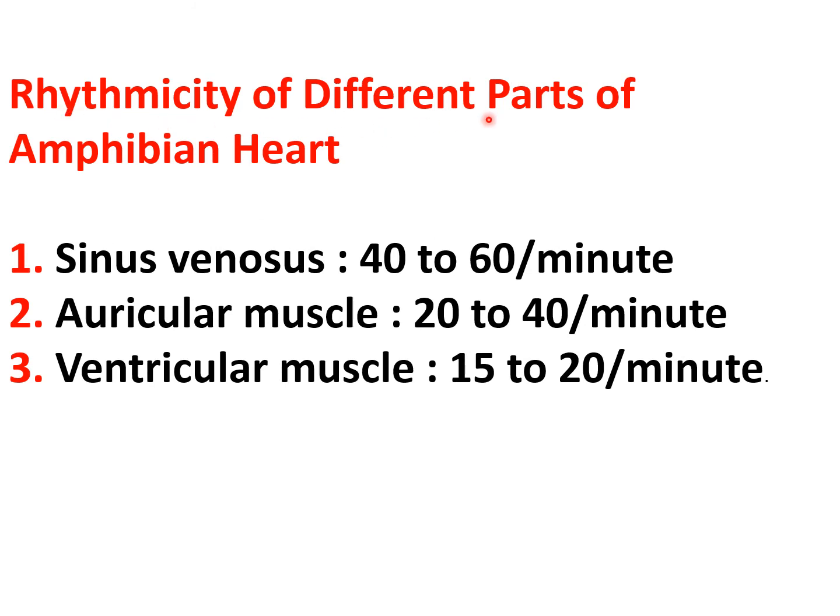Then, the rhythmicity of the different parts of the amphibian heart. In the sinus venosus, the rhythmicity is about 40 to 60 per minute, auricular muscle 20 to 40 per minute, ventricular muscle 15 to 20 per minute.